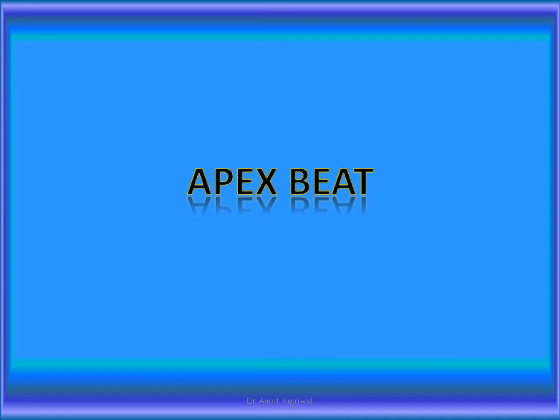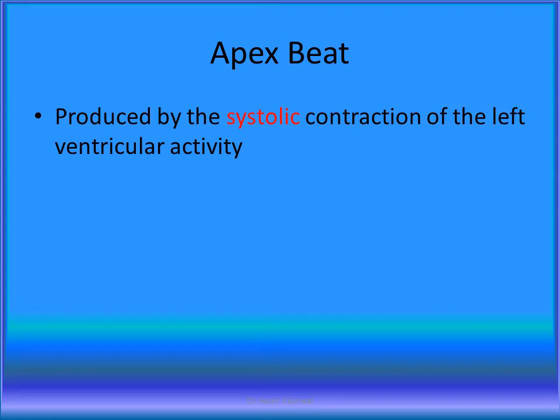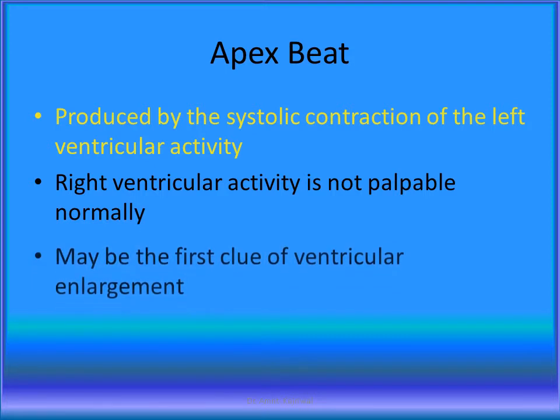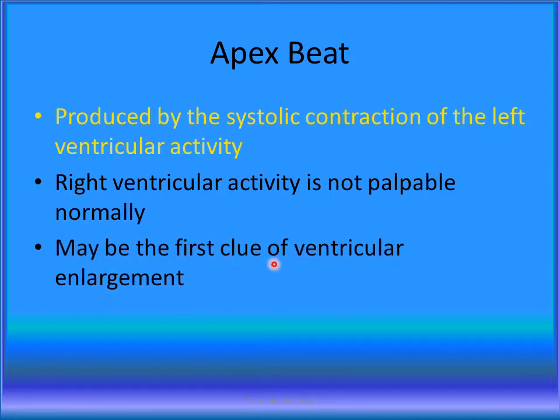Today we'll discuss apex beat, the origin, mechanism and other abnormalities. Apex beat is produced by the systolic contraction of the left ventricular activity. Please remember the word systolic. Right ventricular activity is not palpable normally, and it may be the first clue of ventricular enlargement.